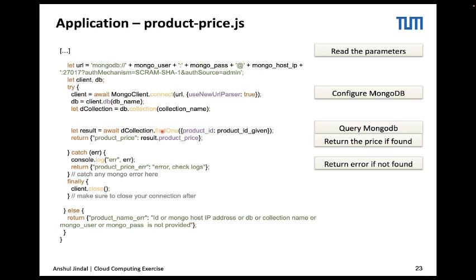Once we get the client, we then check where my product is. So we search for the product ID specified by the user. And if the product ID is matched, then we send back the product price for that particular product. The rest is just some error checking if something is missing or something is not given as a parameter. Similarly, it would be for the product description and the product name.